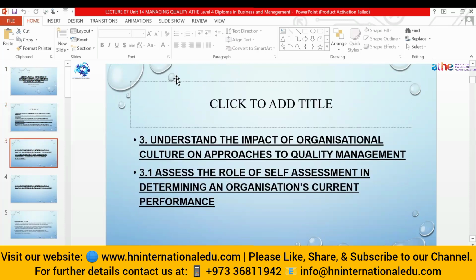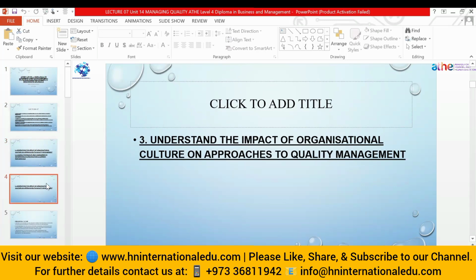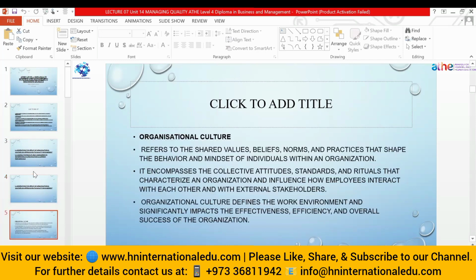Today we will be covering LO3, the heading itself, and assessment criteria 3.1. Understand the impact of organizational culture on the approaches to quality management. In the previous learning outcomes 2 and 1, we did touch the QM and TQM approaches towards quality management, but now we will be doing it in the context of organizational culture, because that is what is going to be in the whole LO3. Let's read what the organizational culture actually is.